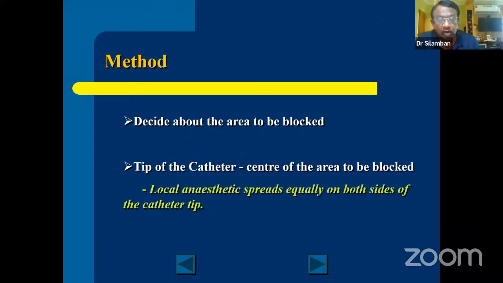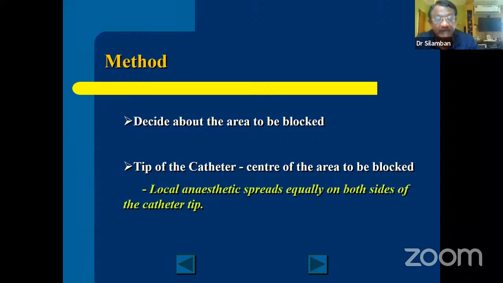So the surgery decides the area to be blocked. For example, if it is a breast, it is from C6 to T6. If it is an abdomen, it is T4 to T12 because the splanchnic starts from T5. Splanchnic nerves supply the abdomen.